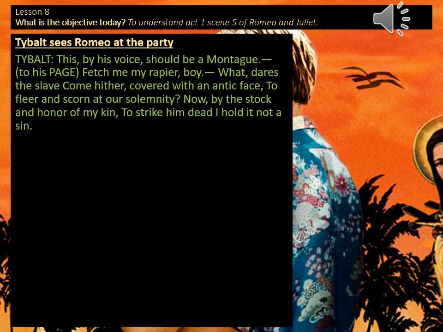This is also the scene where Tybalt spots Romeo at the party and he's furious about it. He recognises him by his voice. This, by his voice, should be a Montague. So he turns to someone, he says, "Fetch me my rapier, boy. What dares the slave come hither, covered with an antic face, to fleer and scorn at our solemnity? Now, by the stock and honour of my kin, to strike him dead, I hold it not a sin."